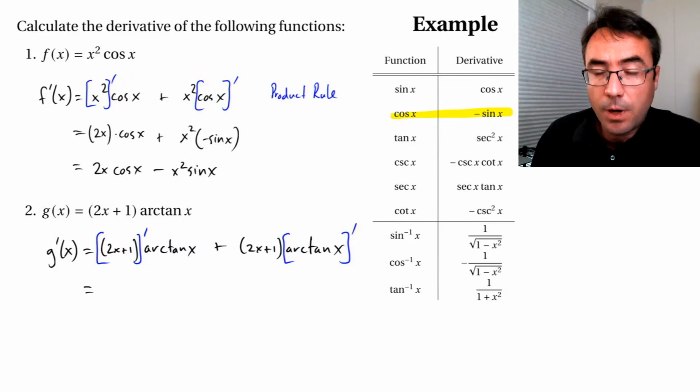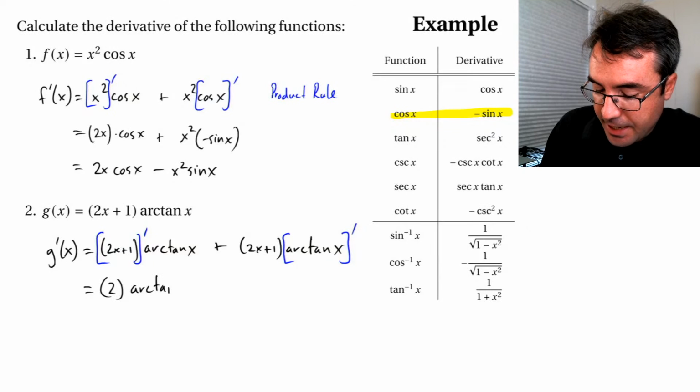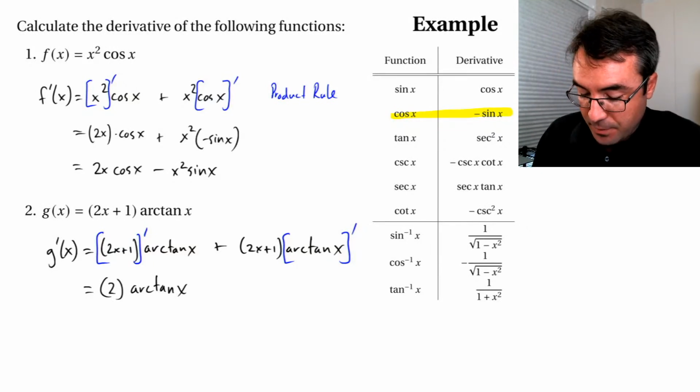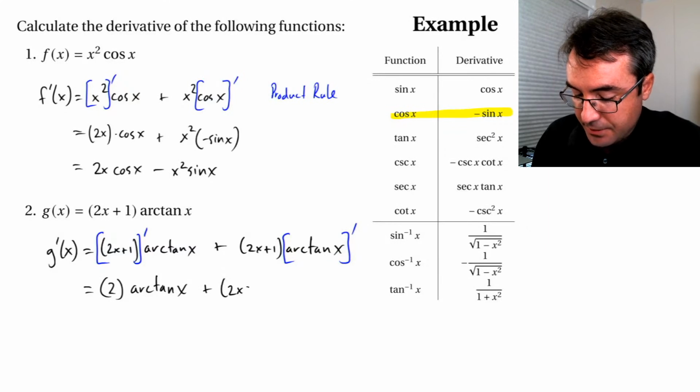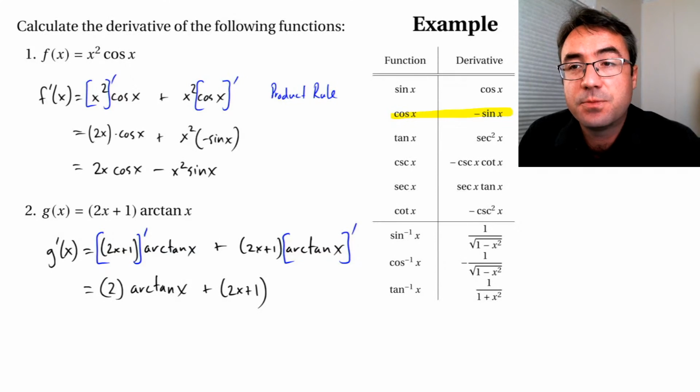Derivative of 2x plus 1 is just 2. So that's a nice easy one. Arctan of x there is outside of the bracket, so it just stays as is. Then we have our plus sign in the middle. And the 2x plus 1, that's outside of the brackets. So that just stays 2x plus 1.